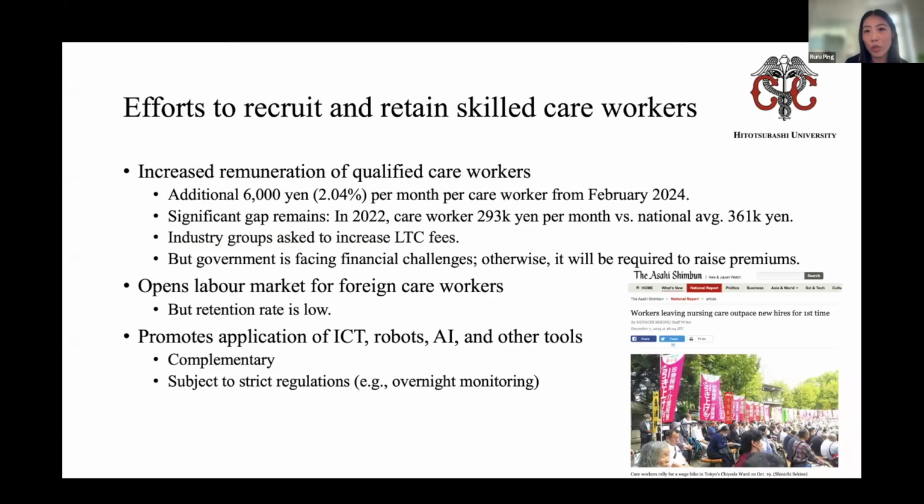So in brief, we haven't come up with an effective long-term strategy for addressing the workforce shortage, but we are trying a variety of policy initiatives and trying to address the pricing challenges. So that is the situation in Japan. Thank you so much.